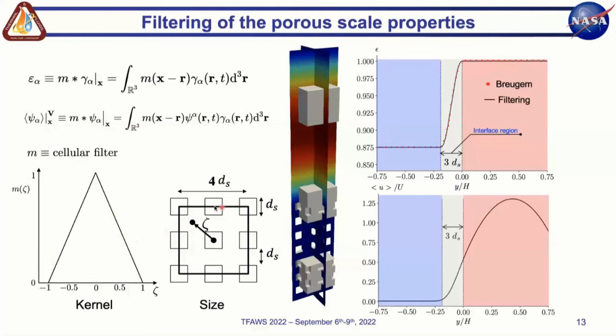And the size of our filter is around 4 ds, so it's four times the size of these cubes. So the idea is we take this box and move it around in the y coordinate, in order to get our average quantities. So that's what I'm showing here.